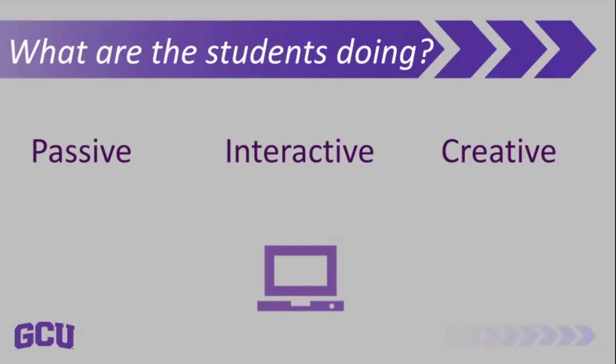The first thing to consider is the tool that you're using. What are the students doing with the technology? Are they just receiving information, like watching a video lecture? Are they interactive, meaning they have to put input into the system, they might get something out, or are they truly creating something new? Not saying that passive is bad and creative is the only way to go. They're all important, but that's the first step to understanding if you are effectively implementing your technology.